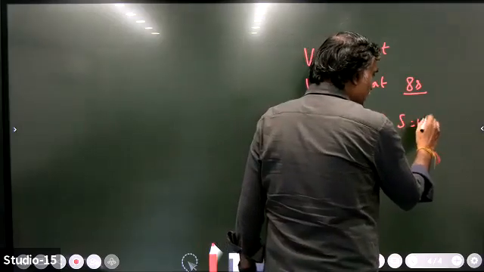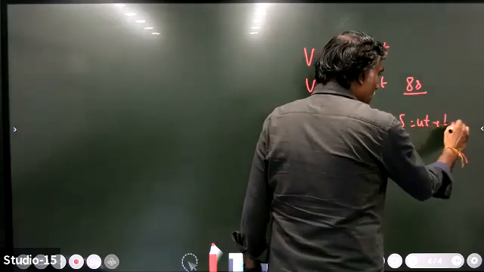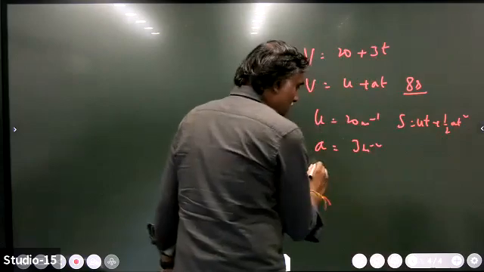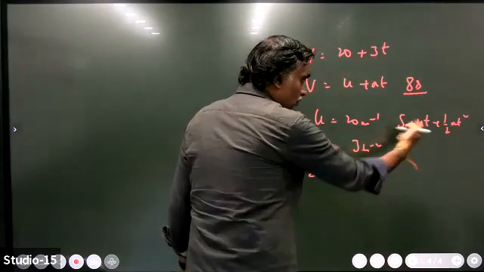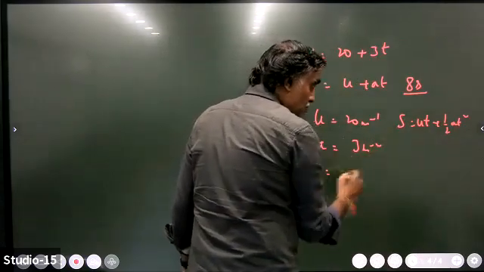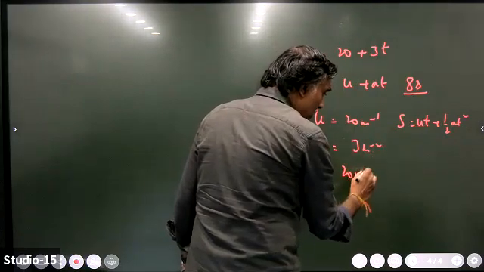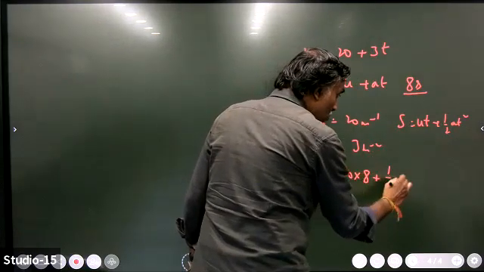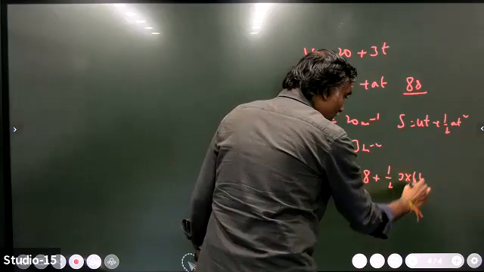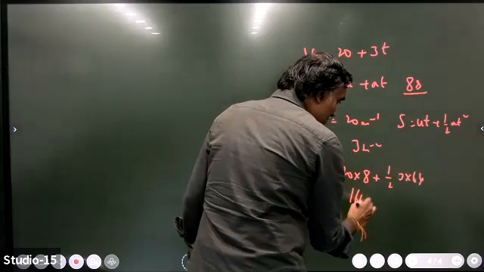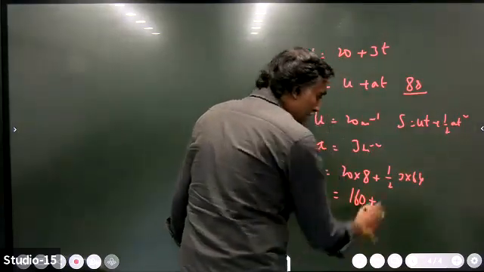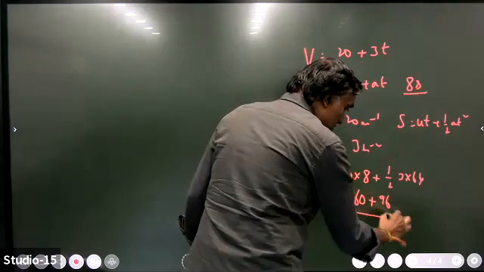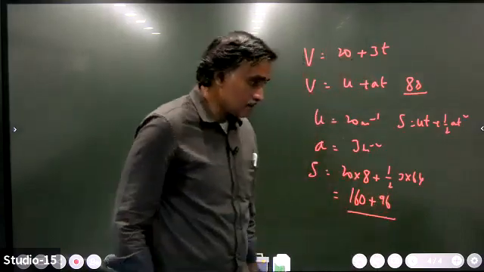S is ut plus half at square. Okay. Then what is S? You have to find. U is 20, A is 3. So if I substitute here, 20 into what is time? 8, plus half into 3 into 64. Okay. So this is 160 plus 96, which is 256. That is correct. One student has told.